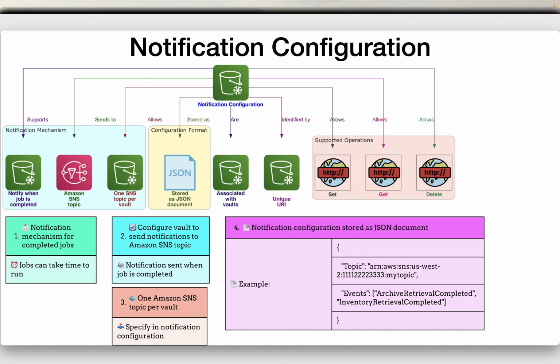And S3 Glacier stores the notification configuration as a JSON document. The example provided shows a vault notification configuration with the SNS topic ARN and the events for which notifications are sent. So in this case, this is a sample notification configuration: SNS topic and events when the archive retrieval completed and inventory retrieval completed. So these two events it will track and send notification.